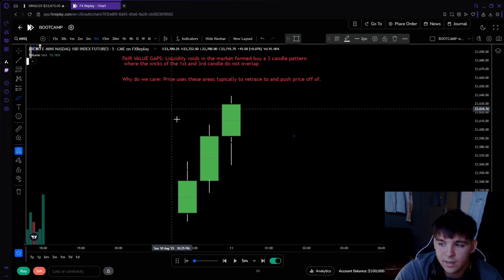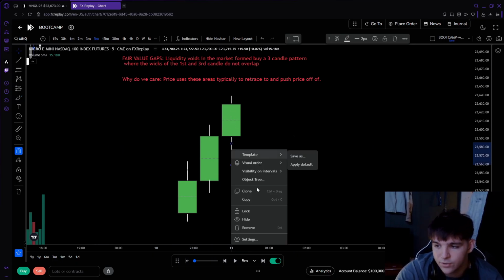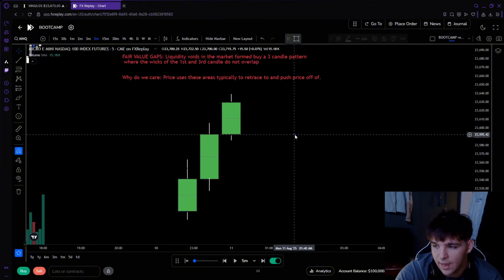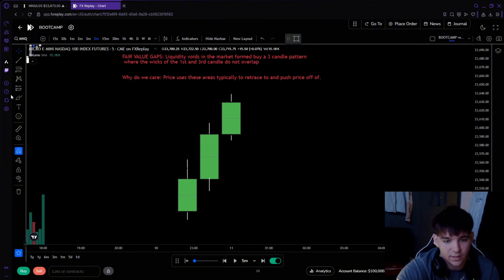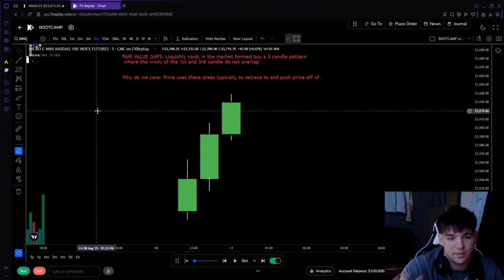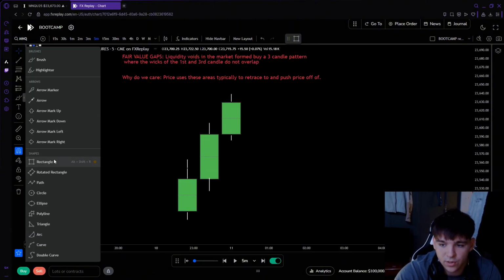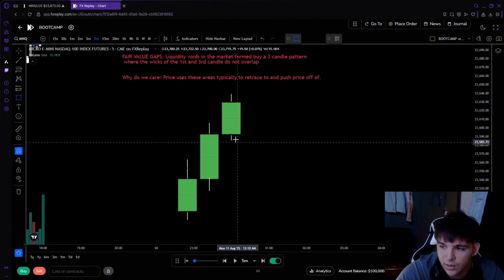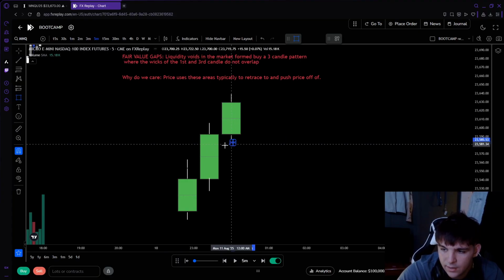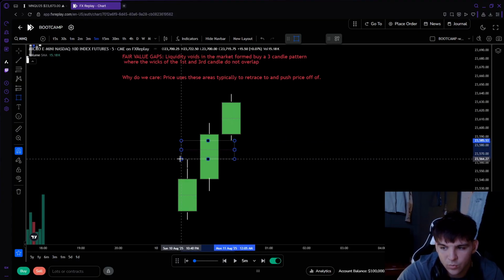Now, it doesn't matter how small the gap is at all. If there's a gap and it's the size of even 25 cents, it's still a gap, and price can still use it as an area to retrace from. It doesn't matter whether the gap is huge or small. So when we're looking for these gaps, we're just looking for this 3-candle pattern, and then we'll look at the third candle and mark out the wick, and we'll look at the first candle and mark out the wick as well, the high of the wick.